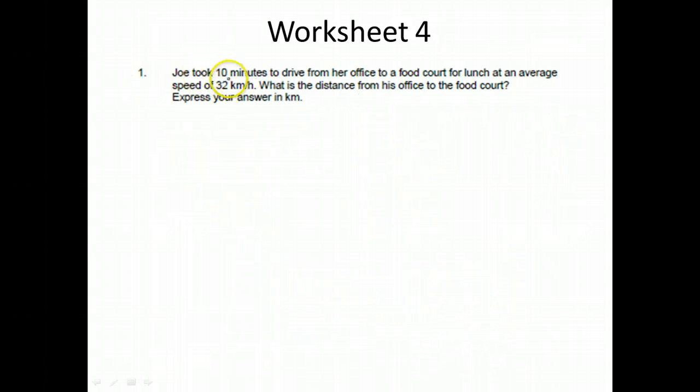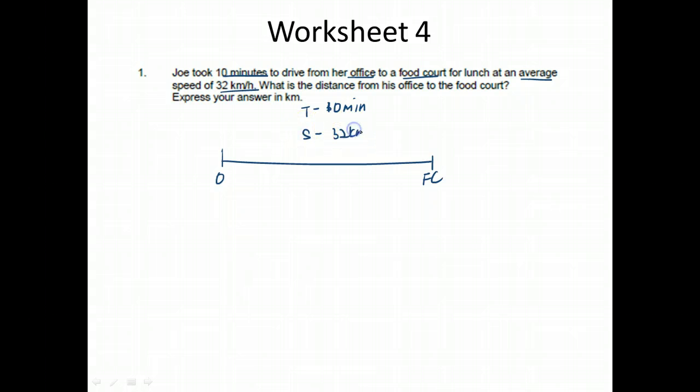Question 4. Joe took 10 minutes to travel from her office to the food court at an average speed of 32 kilometer per hour. So I know this is the office, this is the food court. Time, 10 minutes. Speed, 32 kilometer per hour. Can you observe a difference? Yes, the unit of time is not the same, so we need to change the minute to hour, which is 10 out of 60. We want to find the distance.